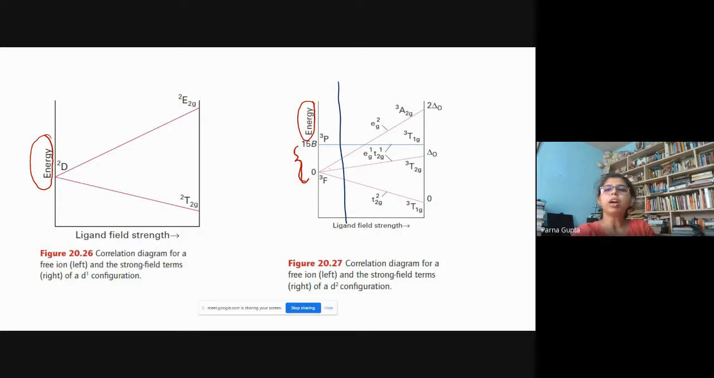But once you have a strong field, you see that all this changes. So depending on the ligand field, the arrow will change, and the energy order becomes totally different. If you just want to go from here to here, things will change. This all depends on the ligand field.